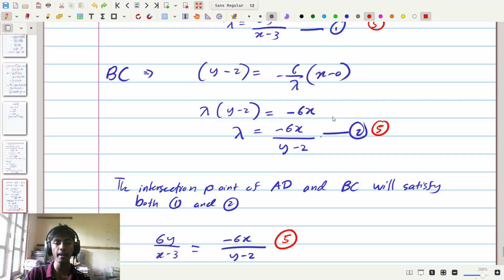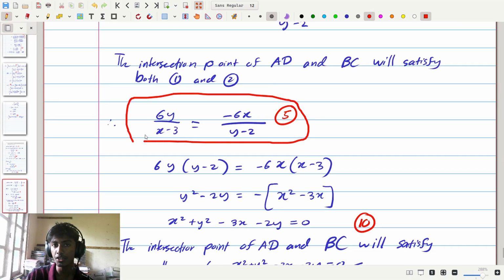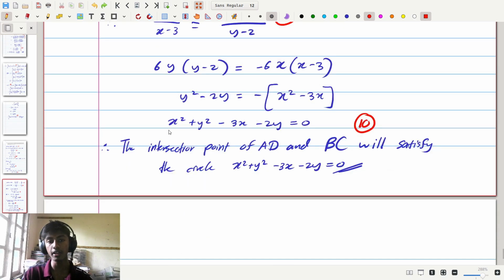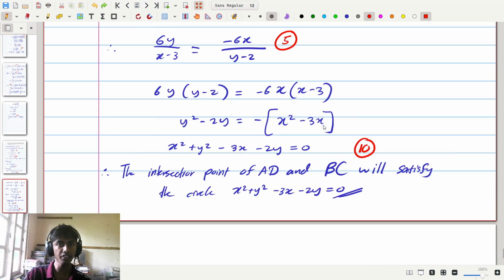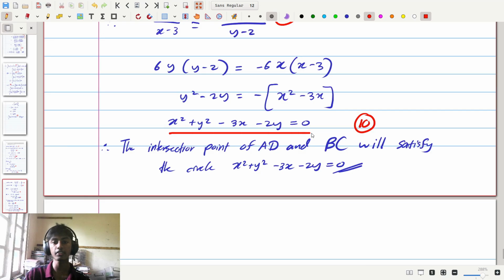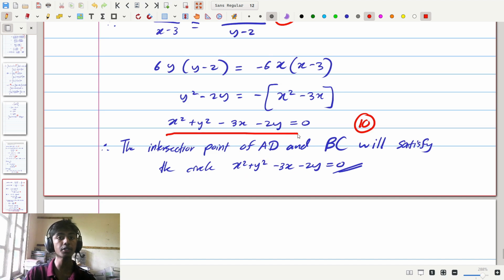Now when you combine these two and equate them to get this equation right here, for getting this equation, you get 5 marks, and after simplifying down, when you get the final circle of x squared plus y squared minus 3x minus 2y equals 0, and then say, since the coordinates of the intersection of AD and BC satisfy the original equation here, they will satisfy the final equation of this circle right here, and therefore the intersection point of AD and BC will be on this circle, for concluding that at the very end after finding the circle, you get a total of 10 marks.